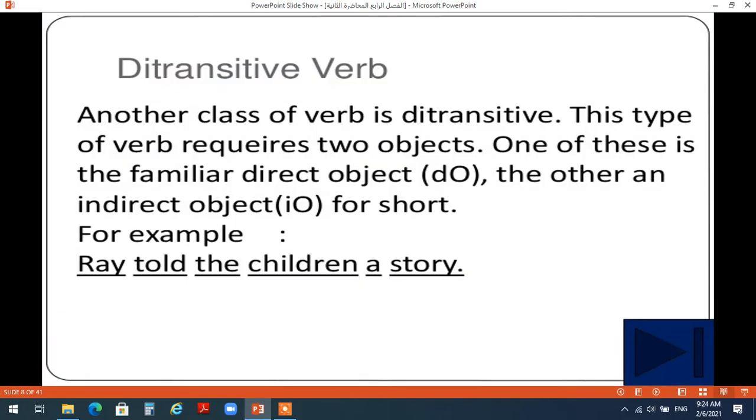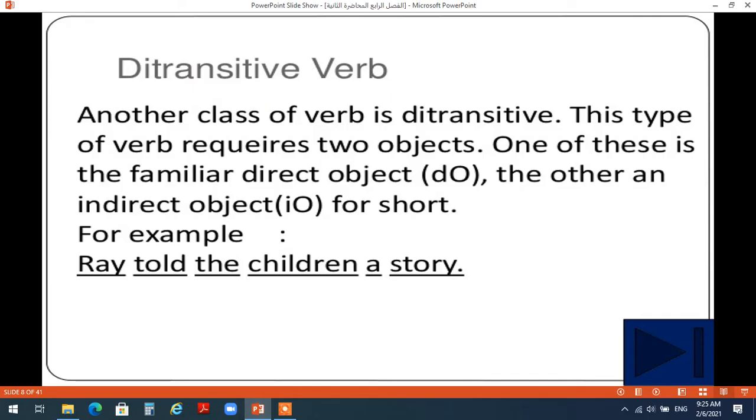The second type, which is called diatransitive verb, is another class of transitive verbs. This type of verb requires two objects. One of these is the familiar direct object, and the other is an indirect object. So as you see here, in this second type, this type of verb requires two objects. One of them will be the direct object, while the other will be the indirect object.